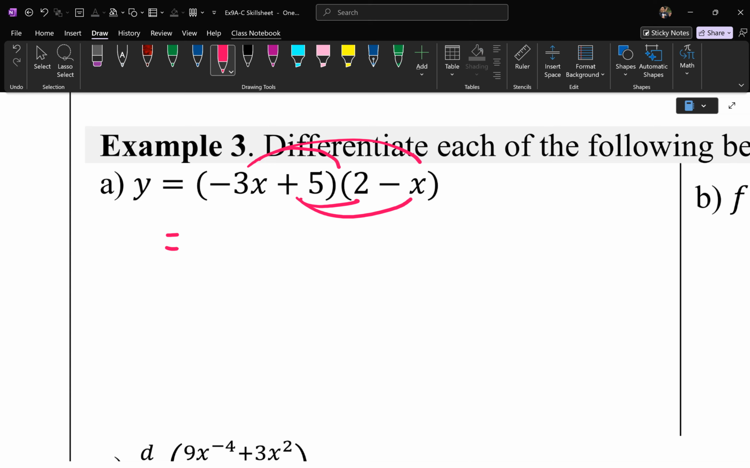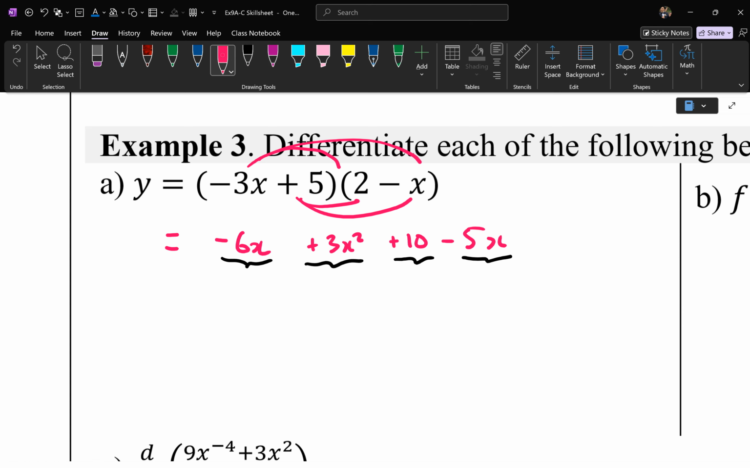You need to expand. Normally you can do product rule because it's one linear equation times another linear equation. You can use product rule, but if you don't know your product rule, then you can expand it. The reason why you expand it is because you get individual terms. So if you expand them, you'll get negative 6x, positive 3x squared, plus 10, and a minus 5x there. Now they're in individual terms, you can use power rule on each of them individually.